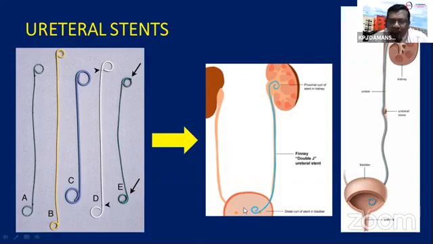Why do we put in the stent? Because sometimes during our procedure, it causes a lot of bruising. There's nothing wrong with the bruising. It's okay. It's a normal thing. But when there's bruising, there can be some swelling. So the stent is inserted so that urine can pass through without having any pain.